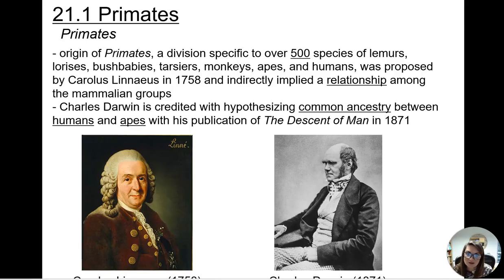Charles Darwin is going to be credited for hypothesizing the common ancestor between humans and apes with a publication that he has, The Descent of Man, in 1871. Now this is going to be after he's already caused a large controversy with his On the Origin of Species, which he published in 1859.